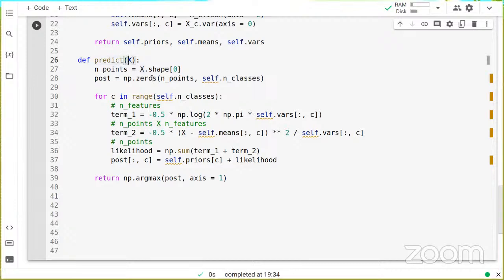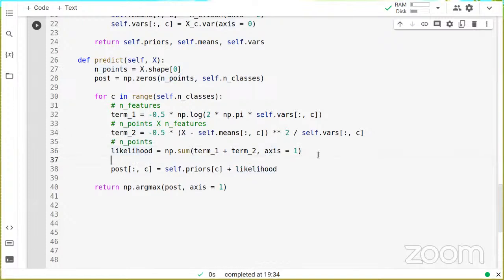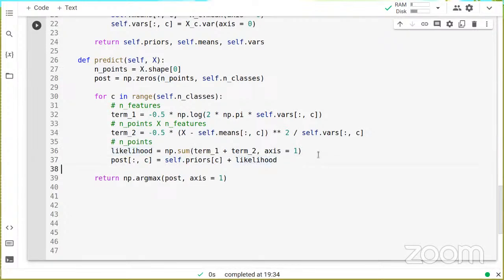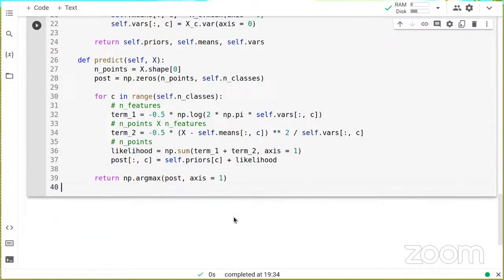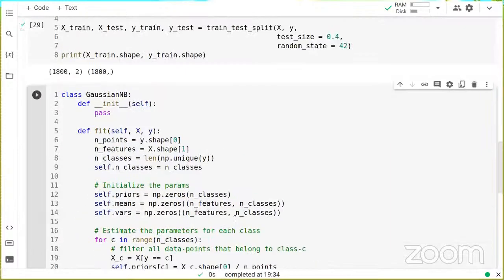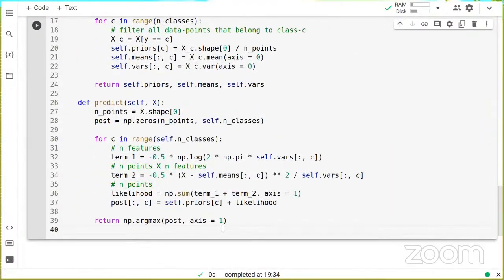So for the likelihood, we need axis equal to 1, right? Oh yeah, good point. We need axis equal to 1, so you are summing across all features. So the posterior will now be n points cross n classes. Okay, is this clear, or is it still not so good?